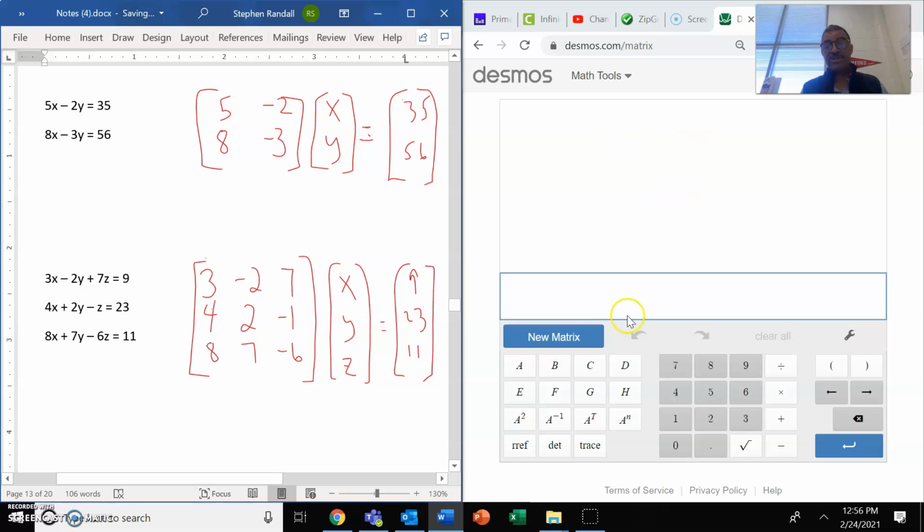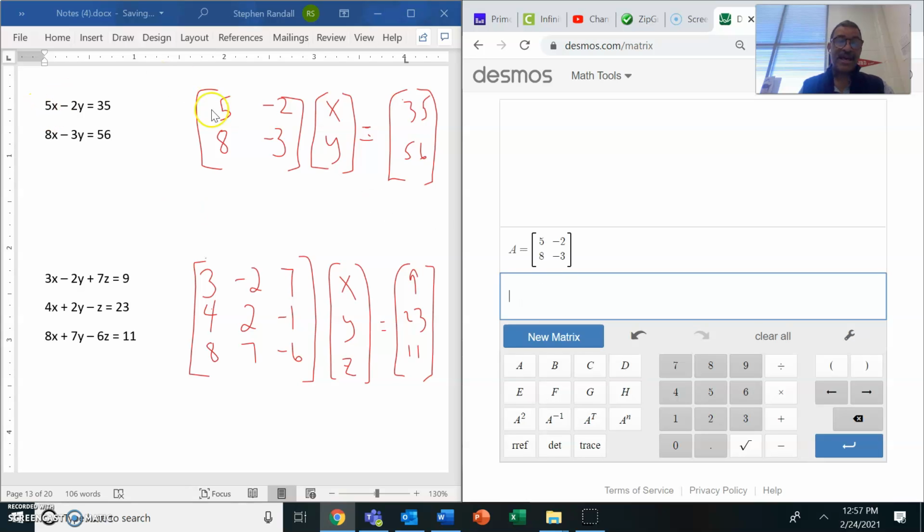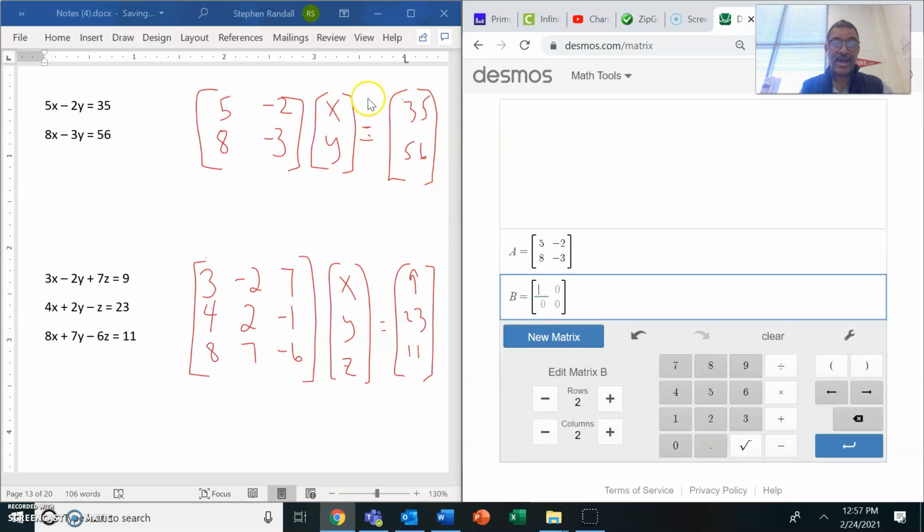To solve the matrix equation, you can use Desmos matrix calculator. So to solve the first one, my first matrix, which is a 2 by 2, I'm going to enter my coefficient matrix, 5, -2, 8, and -3. That is the coefficient matrix. Since I cannot enter the variable matrix, I'm just going to enter the answers. So I'm going to set up a new matrix, which is now 2 rows by 1 column. So that's going to be 35 and 56.